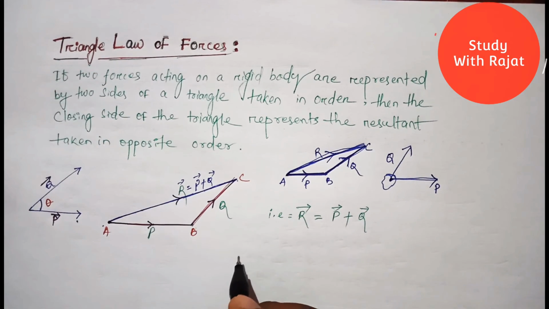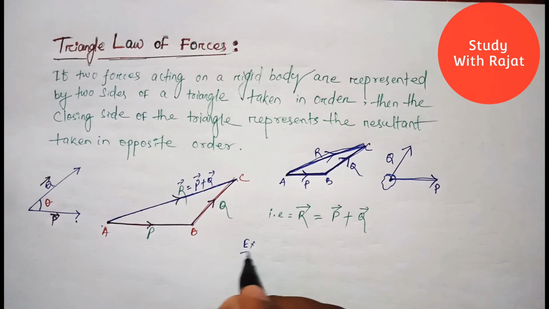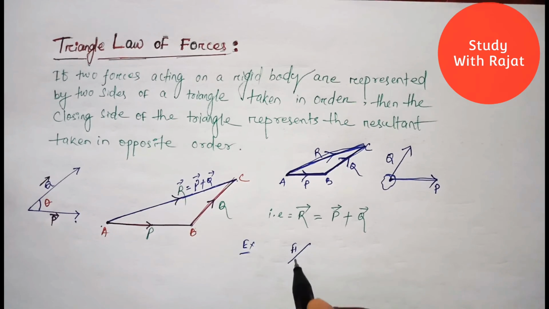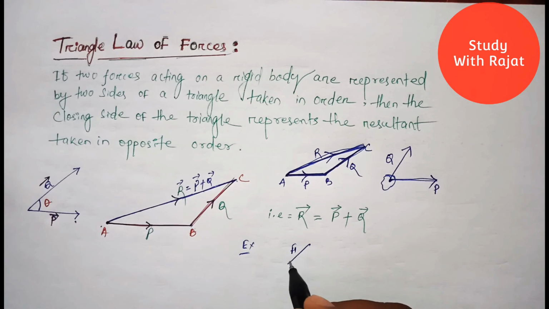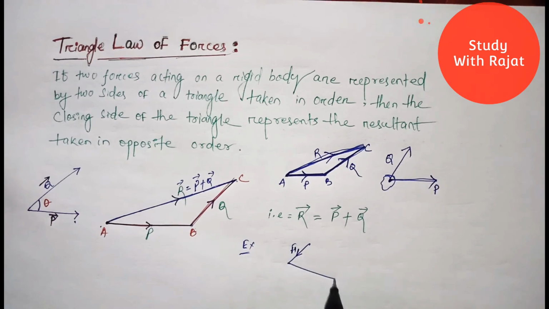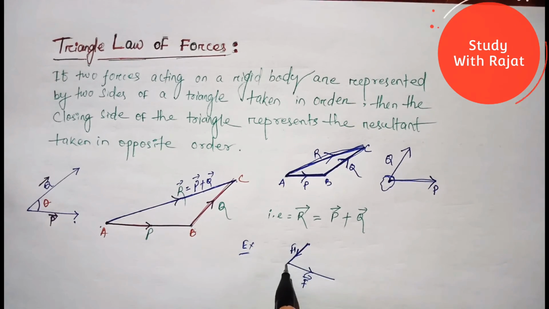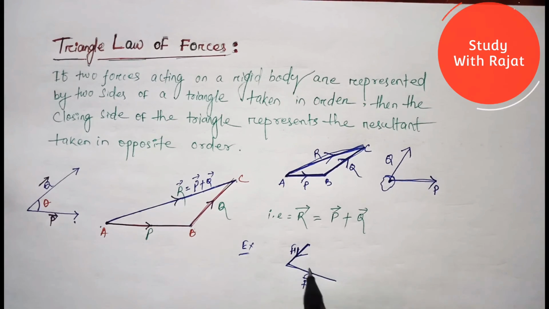So here I am taking another example. If there is a force like that, F1 force is in this direction, and the F2 force is in the same order. So this F1 force is in this way and the F2 force is in this way, meaning they are in the same order. So what is the resultant?